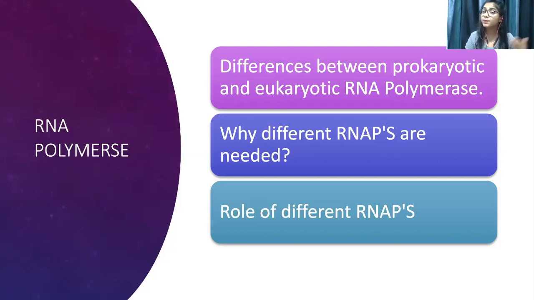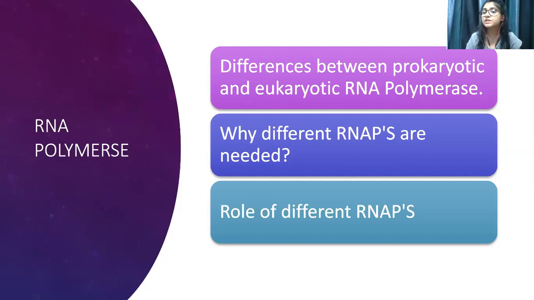Another difference is that prokaryotic RNA polymerase can directly bind to the promoter region and start the process. It can start initiation, elongation, and then termination. But in eukaryotes, RNA polymerases alone are not enough to start the process of transcription of genes. There are different transcription factors, different enhancers, and different activator proteins. This we will discuss slowly, part by part.